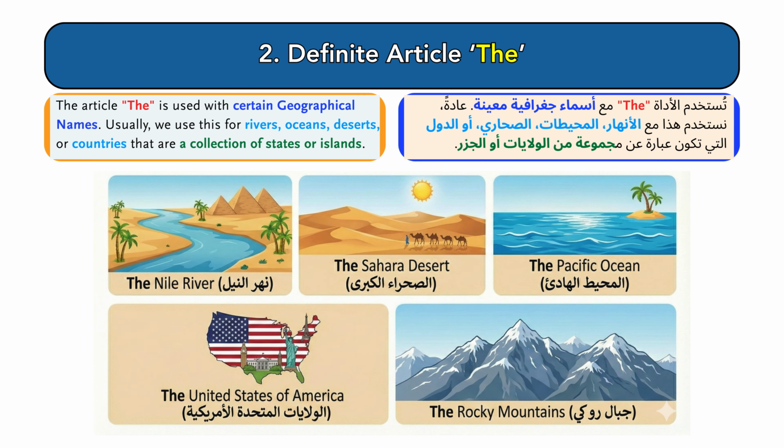And finally, here is the last usage for this video. The article the is used with certain geographical names. Usually, we use this for rivers, oceans, deserts, or countries that are a collection of states or islands. For example, the Nile River, the Sahara Desert, the Pacific Ocean, the United States of America, the Rocky Mountains.